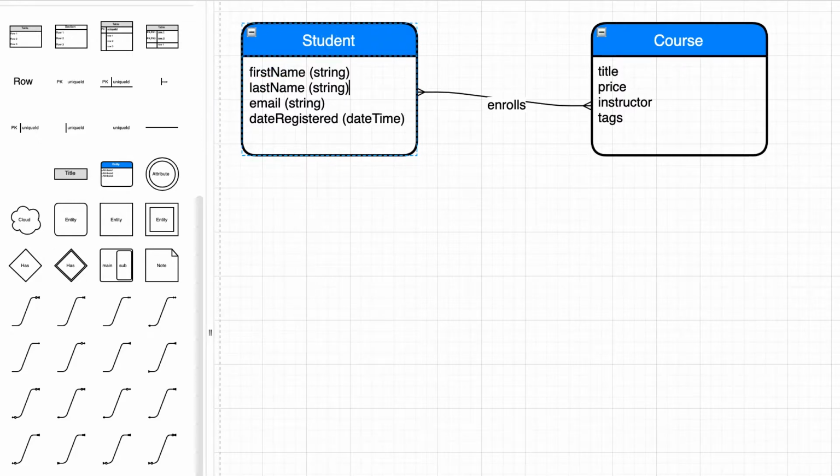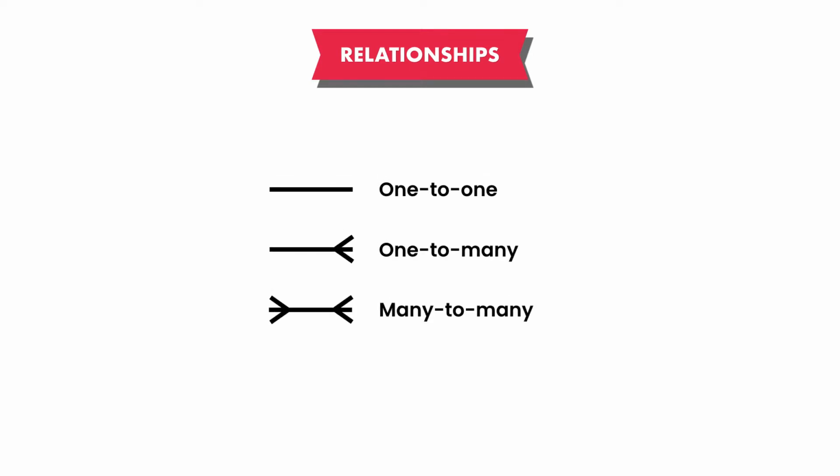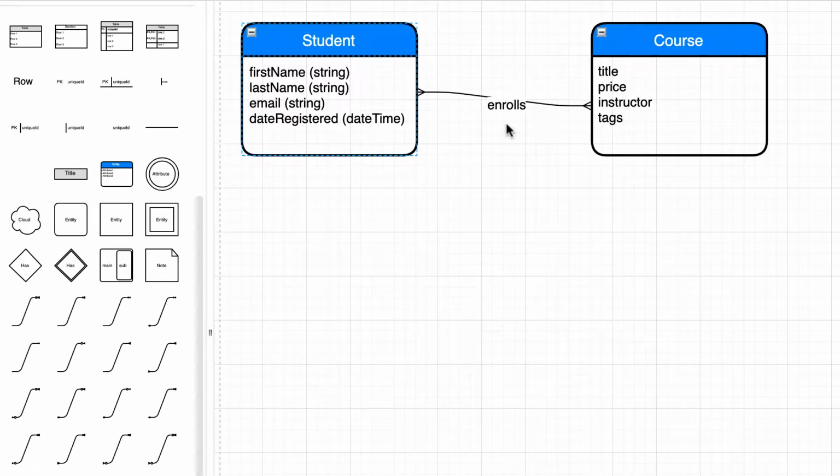That is better. Next, we need to specify the type of the relationship between our entities. We have three main types of relationships: one-to-one, one-to-many, and many-to-many. The other types are variations of these three types. In this case, we have a many-to-many relationship between the student and the course, because a student can enroll in multiple courses, and a course can have multiple students.